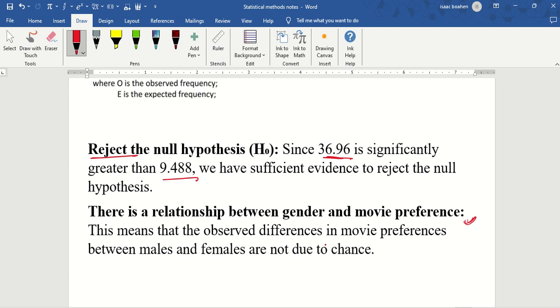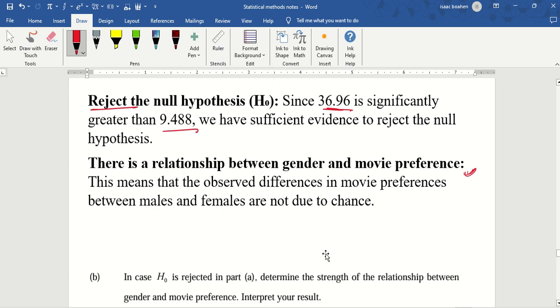We are saying that there is a relationship between gender and movie preference because we have rejected the null hypothesis. This means that the observed differences in movie preferences between males and females are not due to chance. So that is the interpretation.